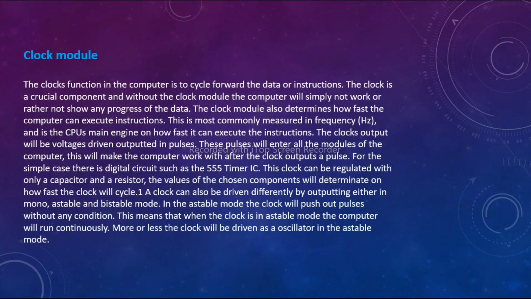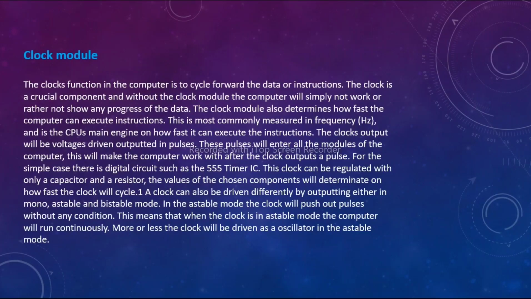The clock output will be voltage driven, outputted in pulses. Thus, the pulses will enter the modules of the computer. This will make the computer work after the clock outputs a pulse. For example, there is a digital circuit such as the 555 timer IC. This clock can be regulated with only a capacitor and a resistor. The values of the chosen components will determine how fast the clock will cycle.